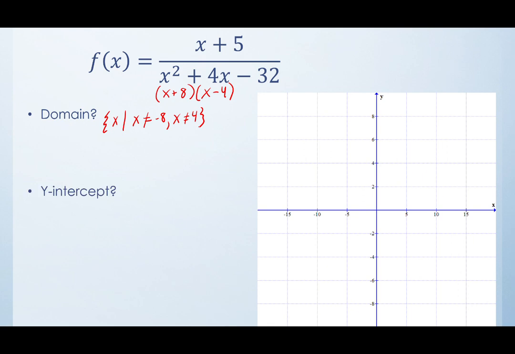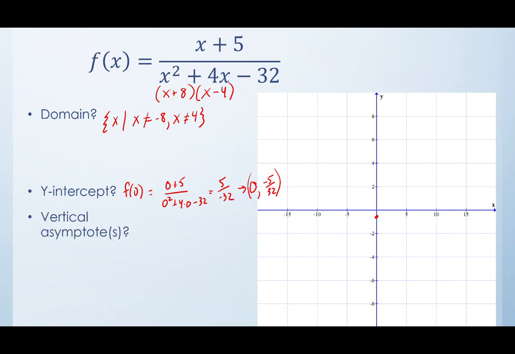Okay, next up, what's our y-intercept? And we're going to say, okay, well, that of course is f of 0. So we've got 0 plus 5 over 0 squared plus 4 times 0 minus 32. So it's going to be 5 over negative 32. So that means our y-intercept is 0, negative 5 over 32, which doesn't really reduce, so we'll just put that around here.